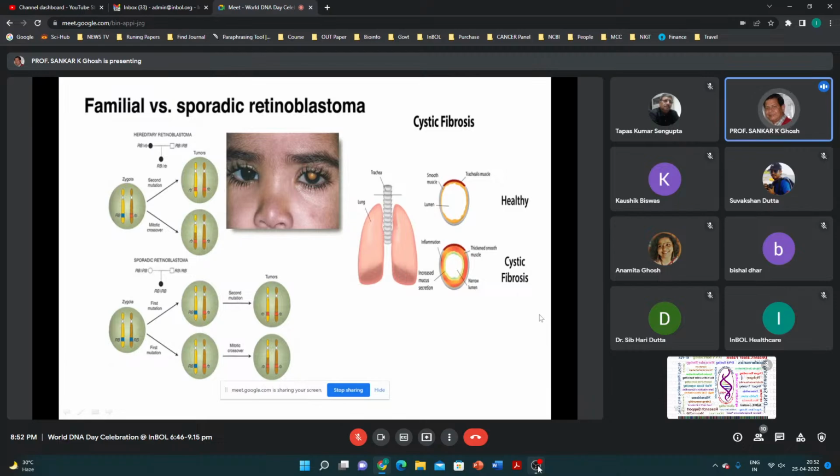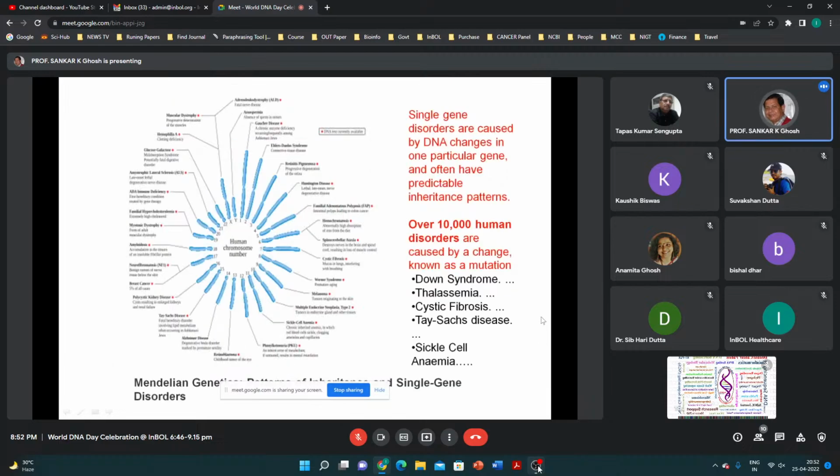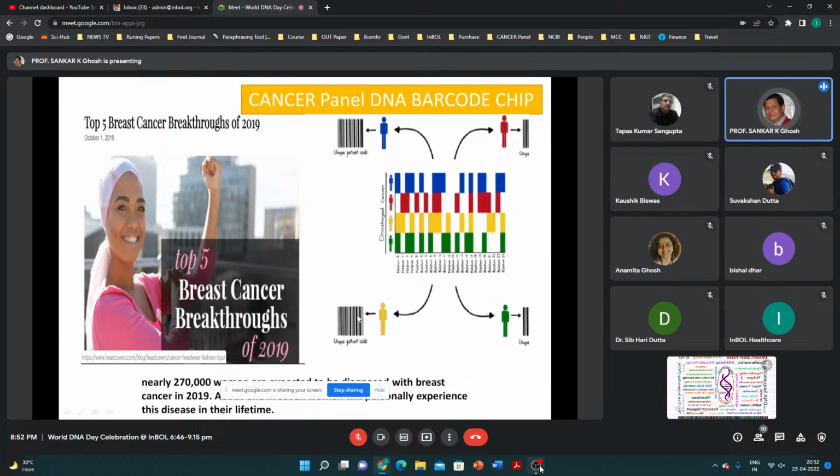Like different kinds of blindness and diseases, more than 10,000 diseases identified. That is a single gene, either in indels, that is the insertion or deletion, that makes the difference. Right now we can make a panel on that. So this is the barcode panel, the gene panel. We basically identify the orientation of the DNA molecules that makes the panel which helps us.